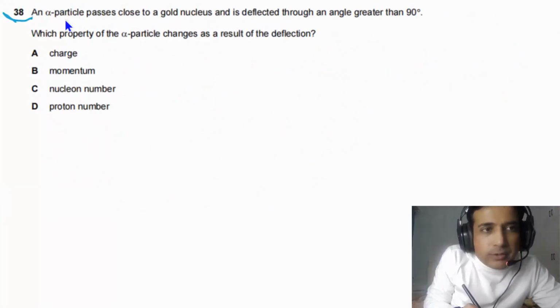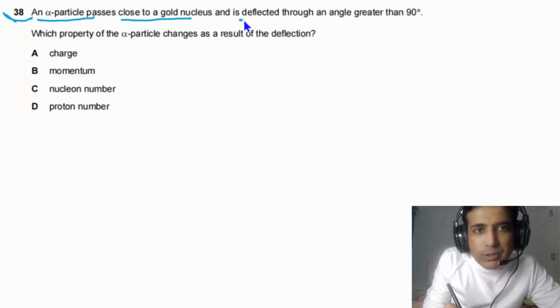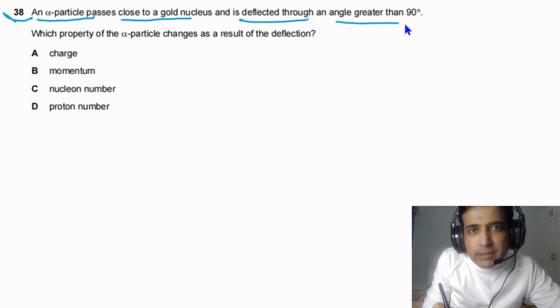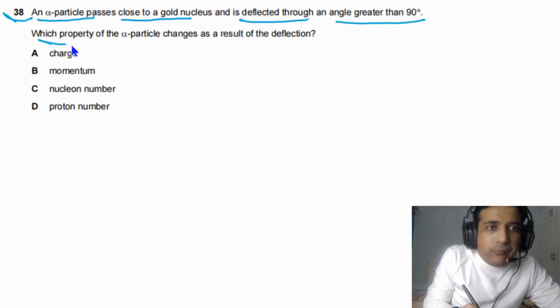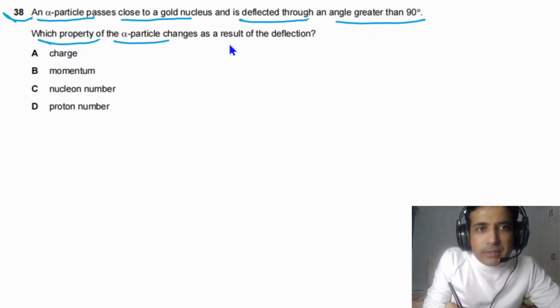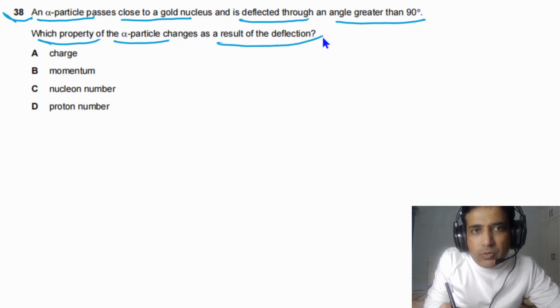For question number 38, it is given to us an alpha particle passes close to a gold nucleus and is deflected through an angle greater than 90 degrees. Which property of alpha particle changes as a result of deflection?